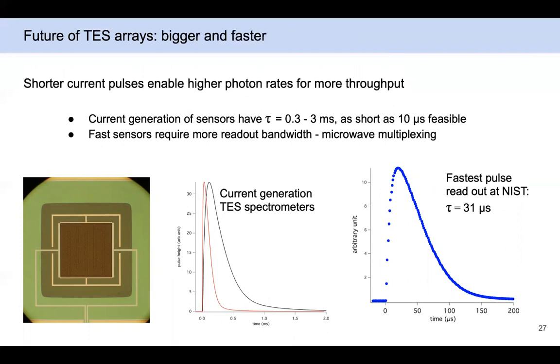However, we've already demonstrated that it's possible to use advanced fabrication techniques to shorten the thermal time constant of the sensors. And we've already demonstrated readout of the sensor with a 30 microsecond fall time constant. And we expect that time constants as short as 10 microseconds are feasible. That would give us count rates for an individual sensor of thousands of counts per second.